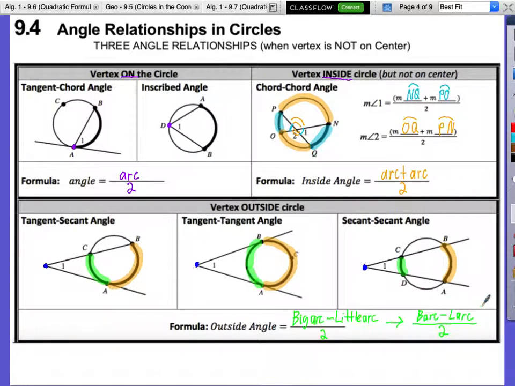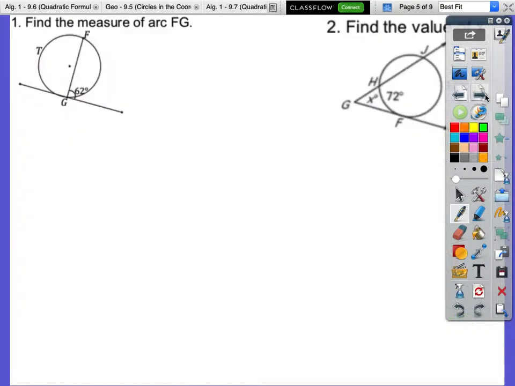Alright, so anyway, we're going to start using some of these. So we're going to look at what kind of scenario we have, which of these three it falls into, and then where to go from there, okay? Whether we use arc divided by 2, arc plus arc divided by 2, or bark minus lark over 2. I love it. Okay?